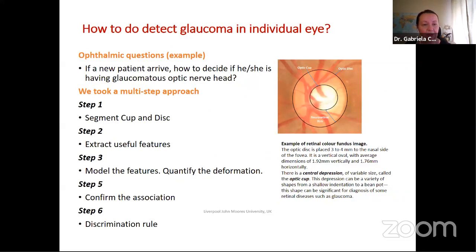So what we did and what Bryan started talking about is we actually worked on a six-step approach, where in step one, they found an automated way of segmenting cup and disc. Then in step two, we extracted some useful features, those curves that Bryan showed you. And then in step three, rather than using directly the features, we tried to understand them. We saw that in glaucoma, those curves would have two humps. So we tried to model them and we quantified the deformation. Then in step five, we figured how to use this deformation to confirm association with whether it is glaucoma or not. And then in step six, we derive the discrimination rule. So if a new patient arrives, what is the probability that the eye has glaucoma given a particular deformation of the optic nerve head?